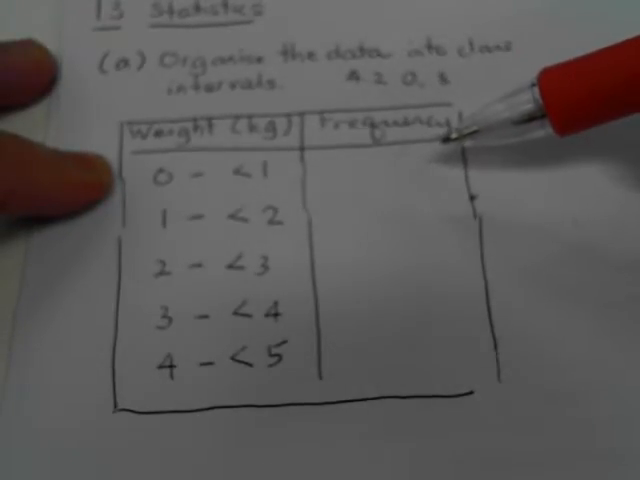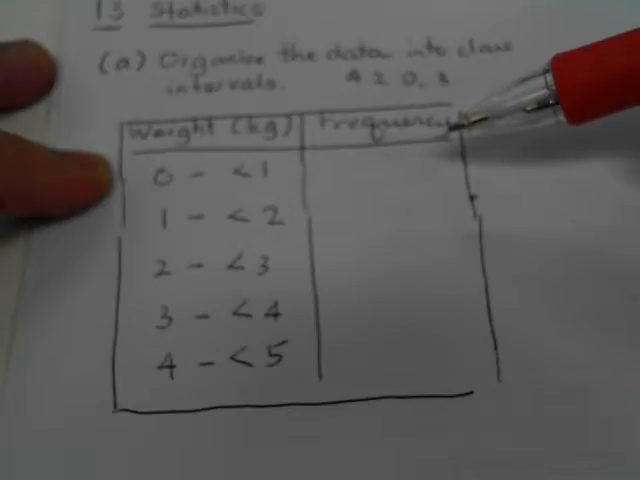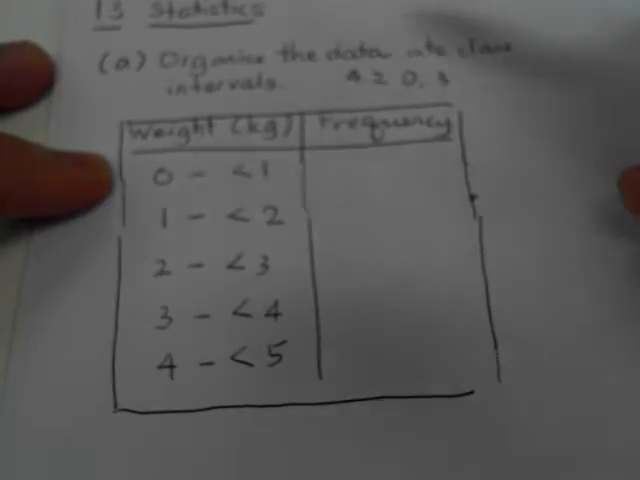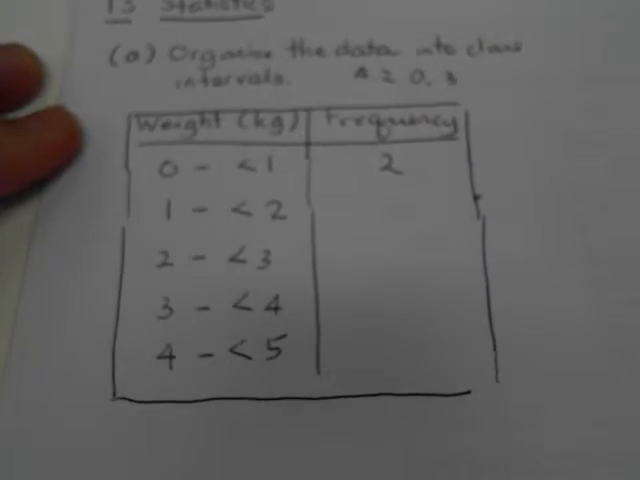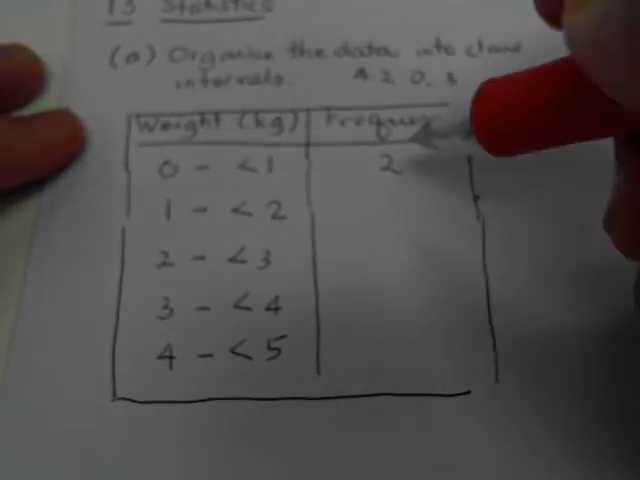Okay, so let us try to see how many parcels are actually within the range of 0 to 1. Let's try to count. So we have 0.3, 0.6. Is that all that we have? 0.3, 0.6, yeah. So we have 2 in this case. Okay. Then we have 1 to less than 2. How many from 1 to less than 2? Let's count. 6.